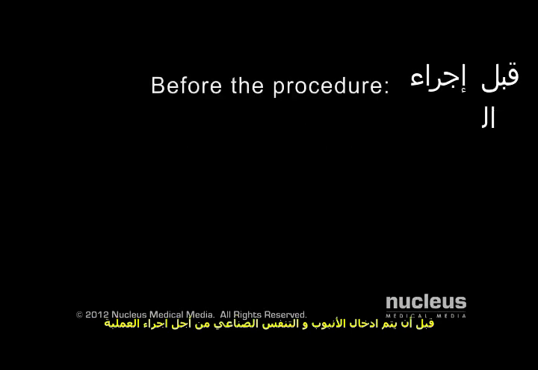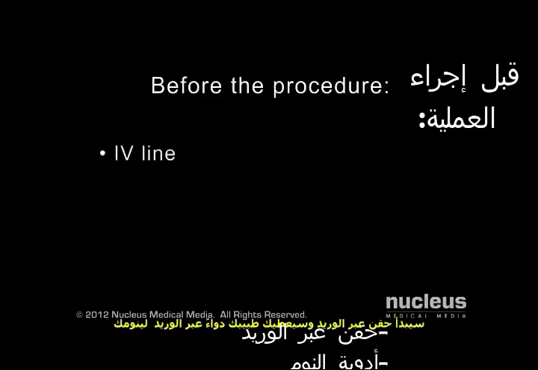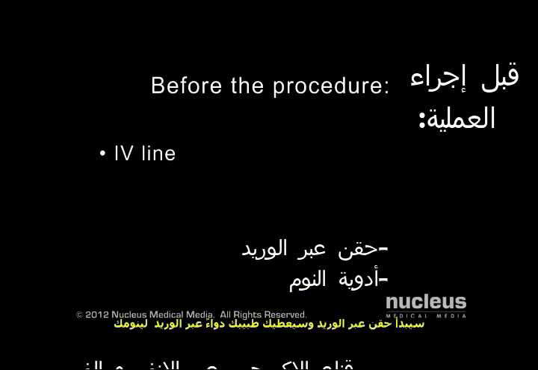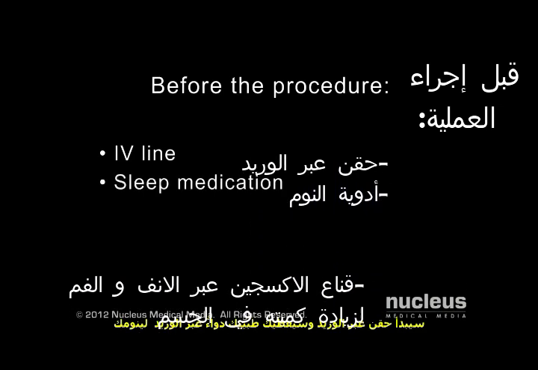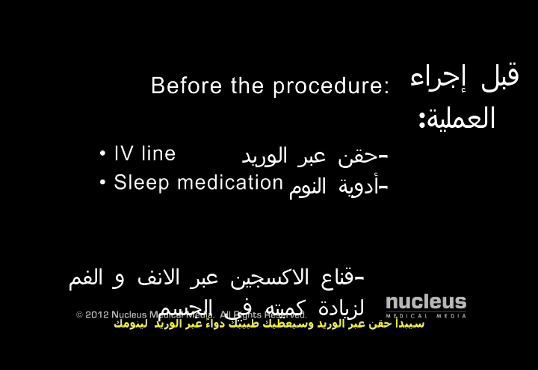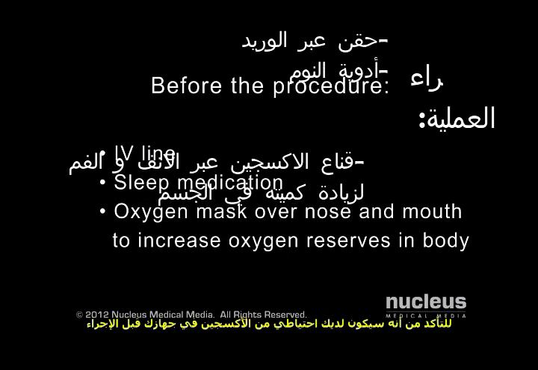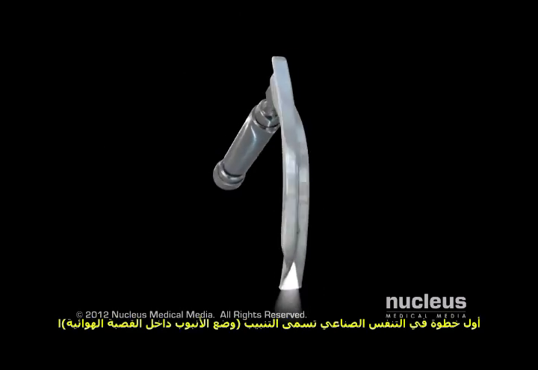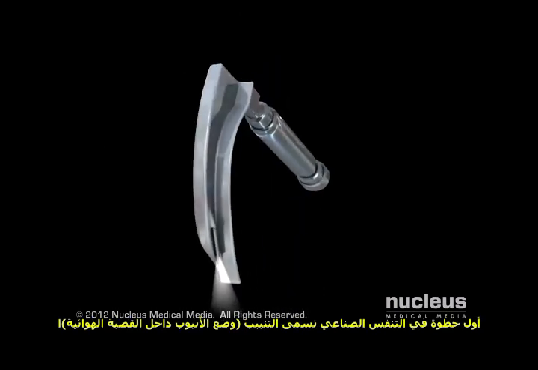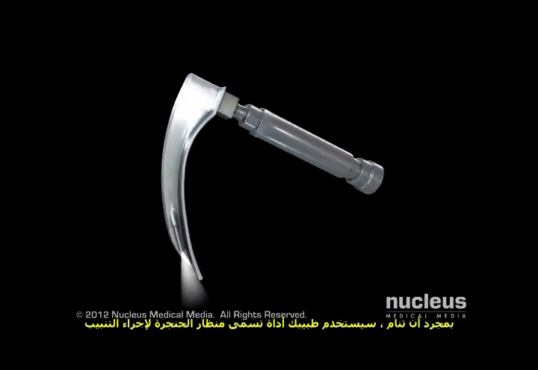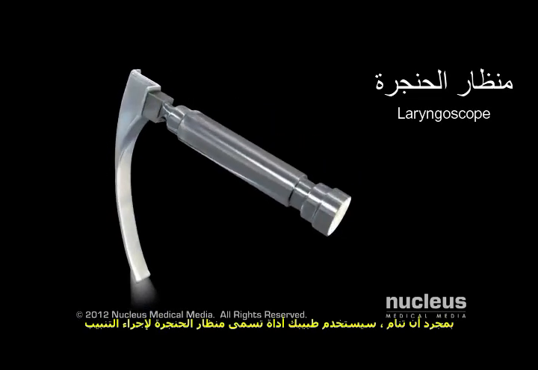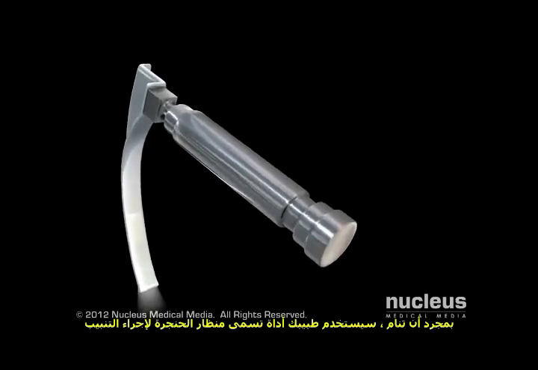Before you are intubated and ventilated for a surgical procedure, an intravenous line or IV will be started, and your doctor will give you medication through your IV to put you to sleep. As the medication takes effect, he or she will place an oxygen mask over your nose and mouth and ask you to breathe deeply, ensuring that you will have a reserve of oxygen in your system prior to the procedure. The first step in mechanical ventilation is called endotracheal intubation. Once you are asleep, your doctor will use an instrument called a laryngoscope to perform the intubation.